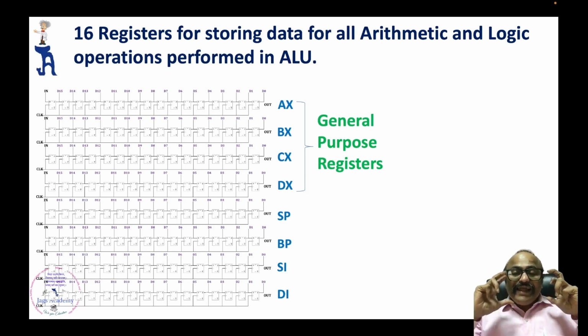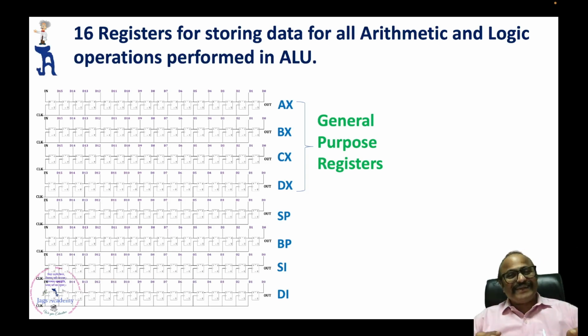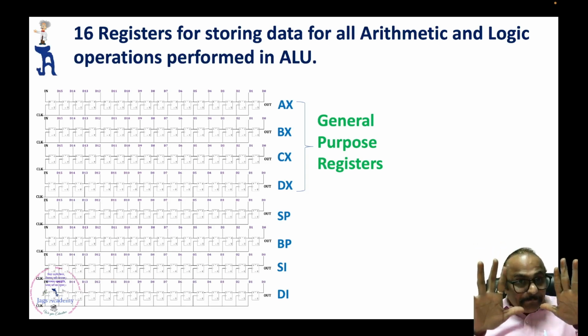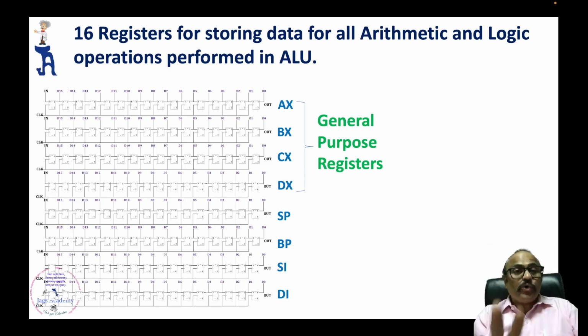AX, BX, CX and DX registers are called general purpose registers. That means they are used for any purpose. You can store 16-bit data in these, which can be an operand or an operator of the data to be processed. These data are stored in the general purpose registers.